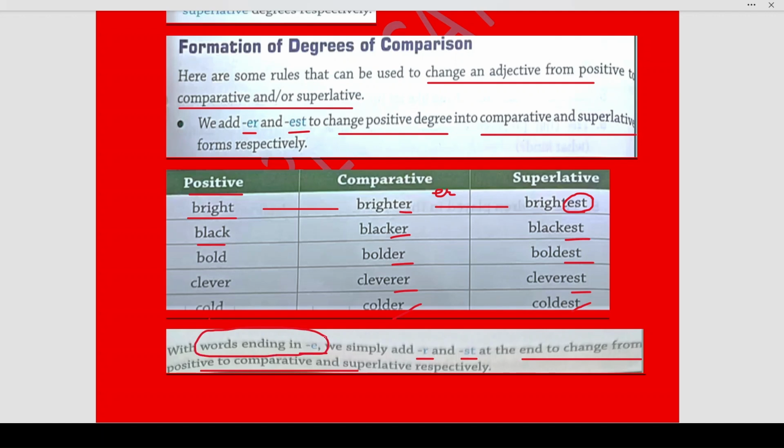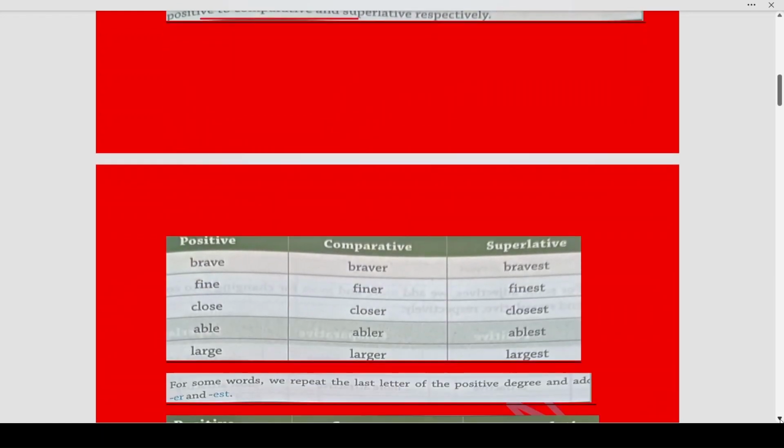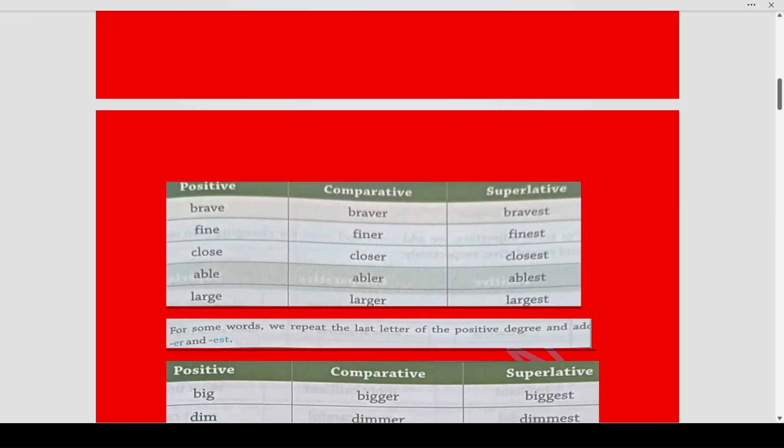To convert adjectives which end with e, we will just add r and st at the end of the word to change from positive to comparative and superlative respectively. Okay. For example, see this adjective, brave. This is an adjective ending in e. Fine is an adjective ending in e. Close is an adjective ending in e. Able is an adjective ending in e. Large is an adjective ending in e.